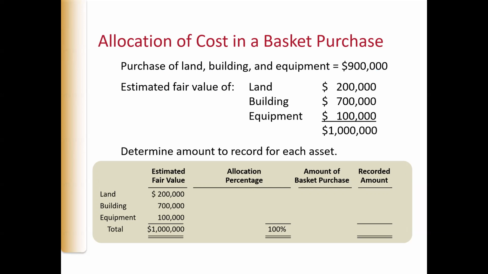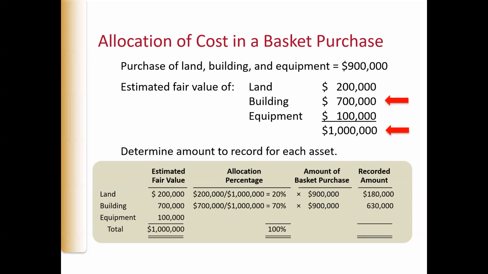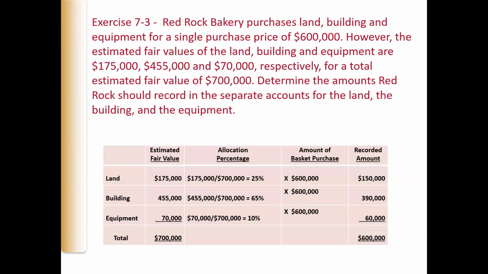You come up with the individual amounts to the total, and we come up with a ratio. If the land is 20% of the total, then 20% of that 900,000 will be the amount we record for the land, 70% for the building, and 10% for the equipment. We allocate the basket, the group of assets, accordingly to their full values, and then take that percent by what we're purchasing all the goods for.